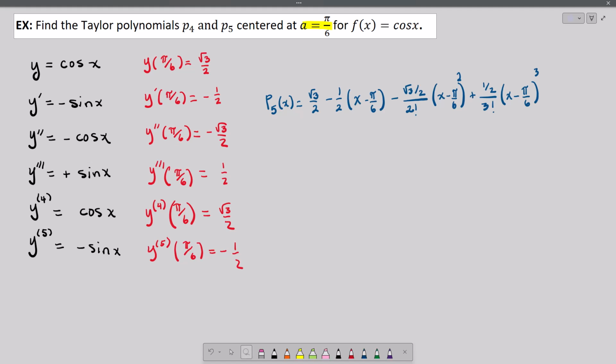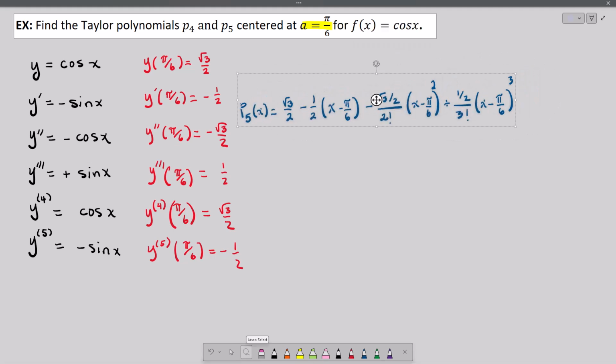And let's move this a smidge to the left. I'm running out of space here. So let's get to p sub 4. For p sub 4, we go to our next constant, root 3 over 2, divided by 4 factorial, and then x minus pi divided by 6, all raised to the 4th. So that is p sub 4.